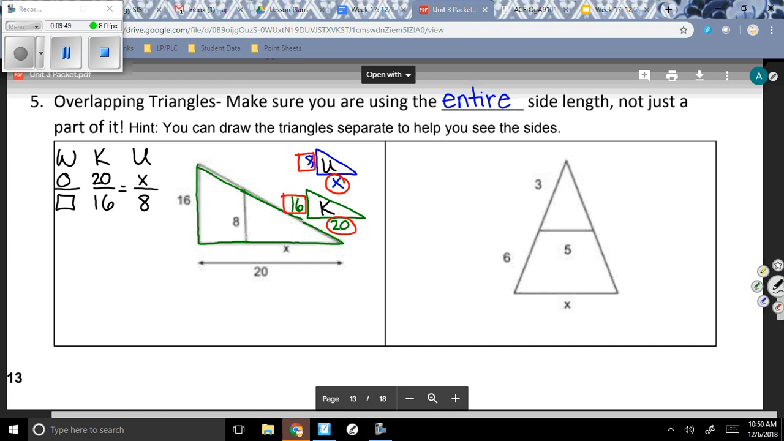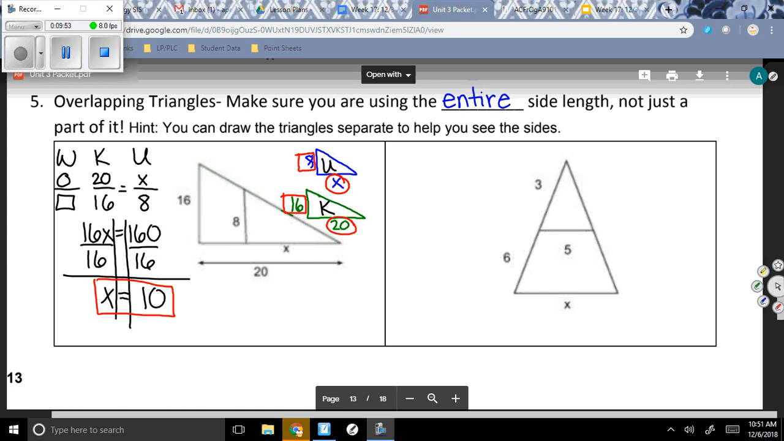Now we're going to pause the video, and we're going to let you solve it. All right, so make sure you got 10 as your answer, and now we're going to look at the next overlapping triangle.